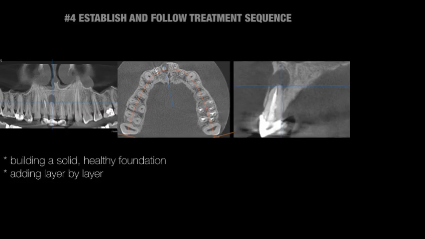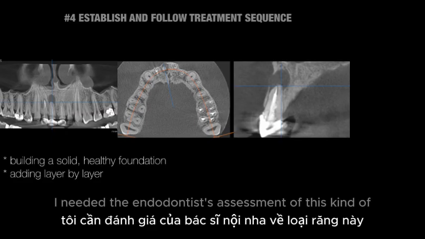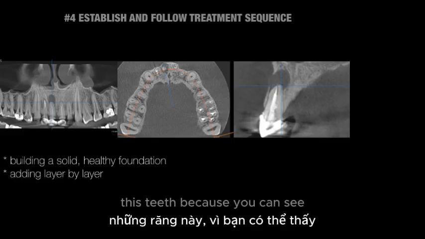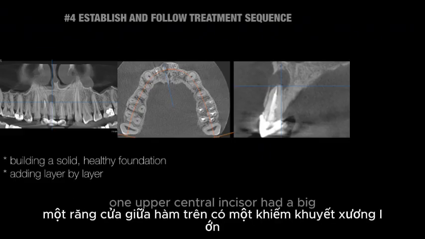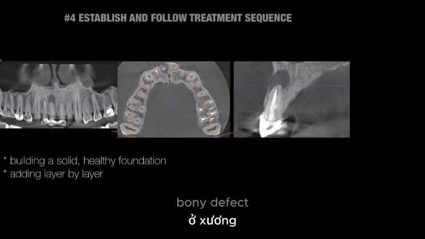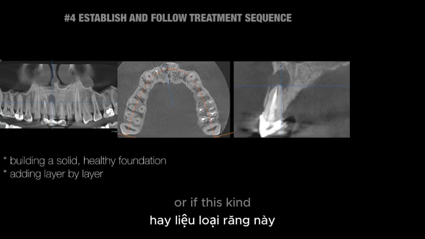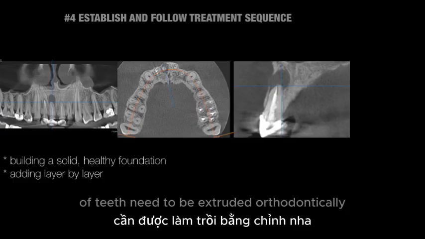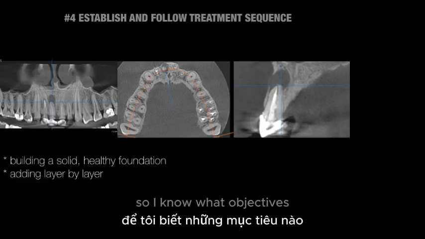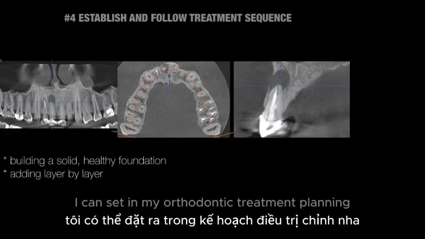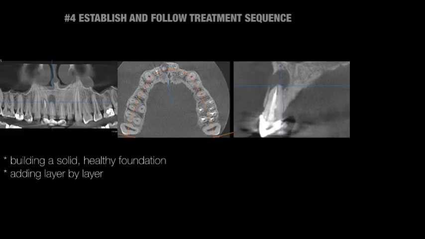I needed the endodontist's assessment of these teeth because you can see one upper central incisor had a big bony defect, and I needed to know if this kind of teeth can be kept or if these kind of teeth need to be extruded orthodontically, so I know what objectives I can set in my orthodontic treatment planning.